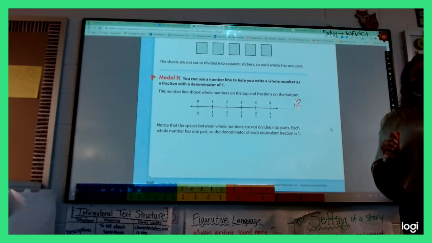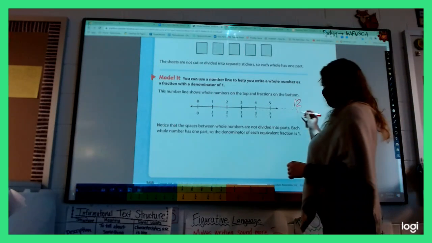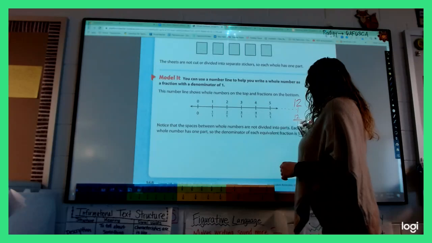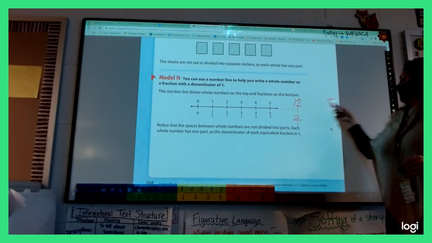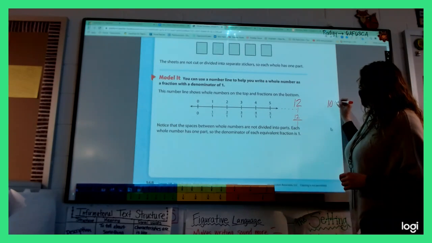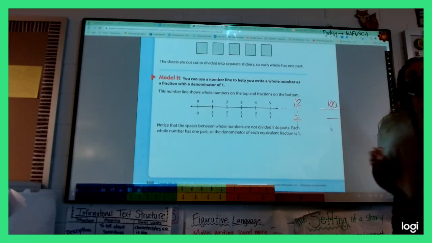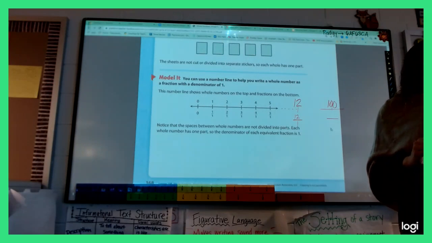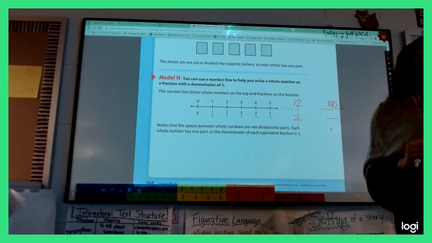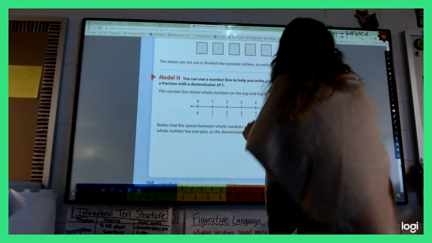Bless you. Quentin? 12 ones. 12 over 1. You guys got it. What if this number line went on so far that I had 100 things on the top? How would I write that as a fraction? 100 over 1. 100 over 1.